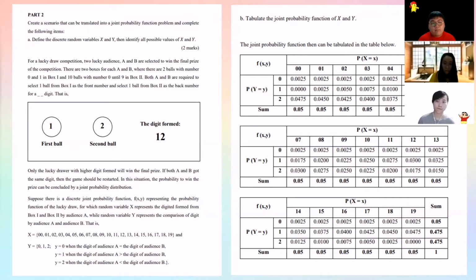The ball is fair. We pick out the ball fairly, which means that the probability to get each ball is the same, 0.05. Okay, and also the sum of the probabilities must be 1, for us to check the answer. Okay, next slide.